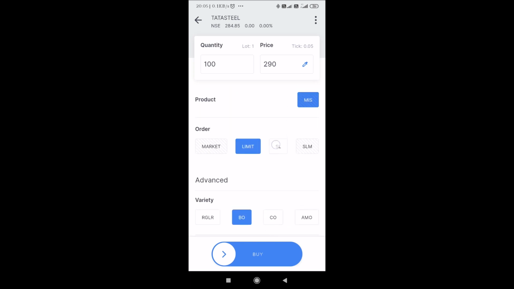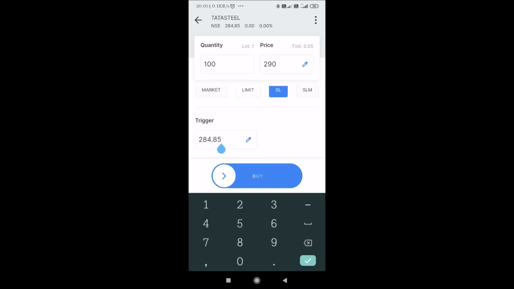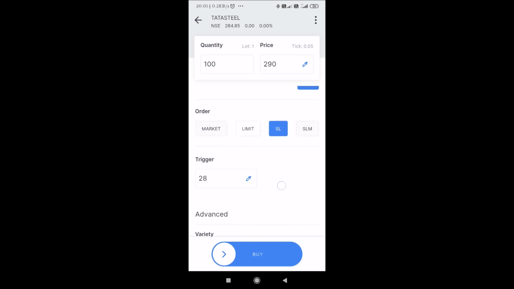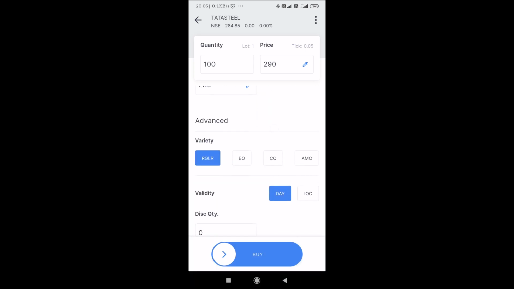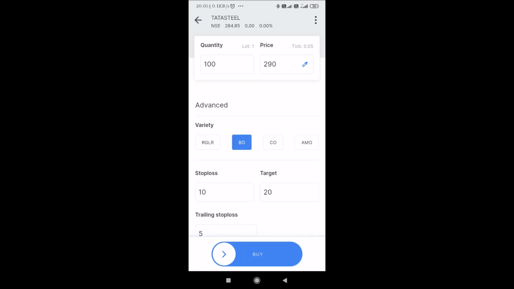And the stop loss order I have already explained. In the stop loss order, you have to keep the stop loss level, not the trigger. It is a normal stop loss order if you want to place it separately. So I want to keep a stop loss order at 80. So it should be regular. Firstly, don't do anything like DO or anything like that.